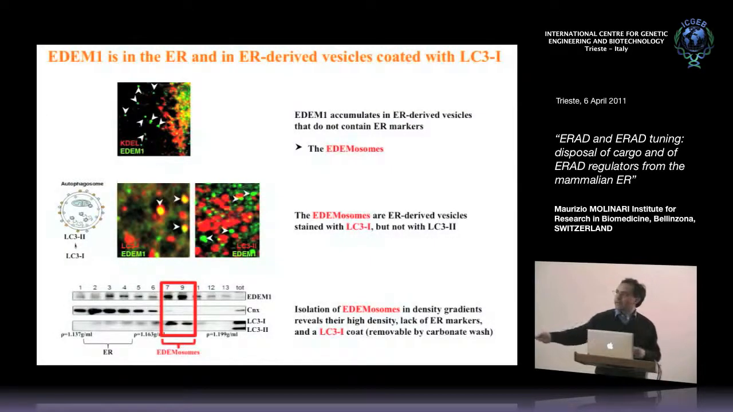We could separate these vesicles containing EDEM and LC3-I. This would be the mobility of LC3-I and this the mobility of LC3-II. We could separate these vesicles from the endoplasmic reticulum with density gradients. Here you have low density and here you have high density. The endoplasmic reticulum that contains, for example, calnexin and part of the cellular EDEM, and the edemosomes that contain the majority of EDEM and LC3-I are separated because the endoplasmic reticulum is lighter, has a lower density compared to the edemosomes.